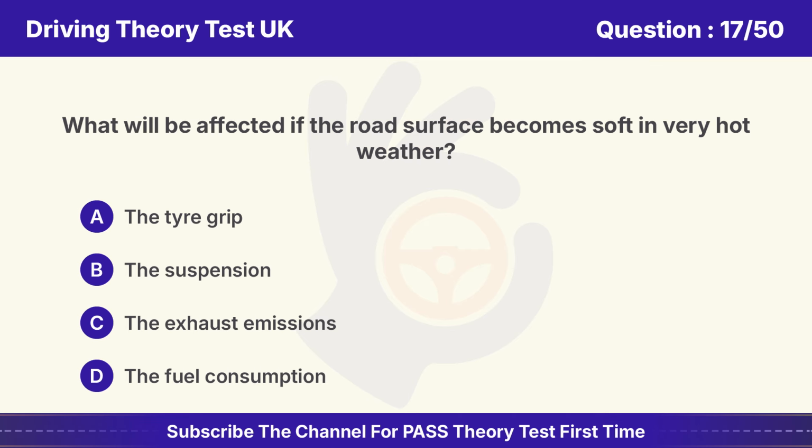Question 17. What will be affected if the road surface becomes soft in very hot weather? Option A. The tire grip. B. The suspension. C. The exhaust emissions. D. The fuel consumption.